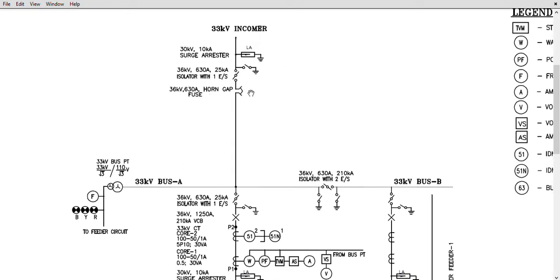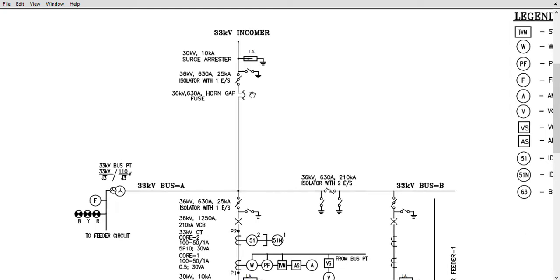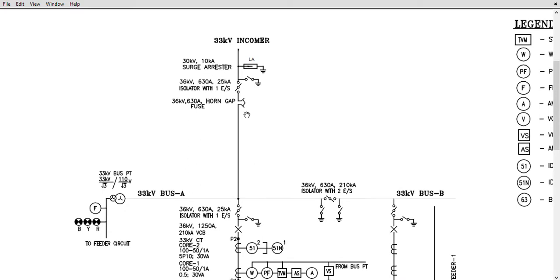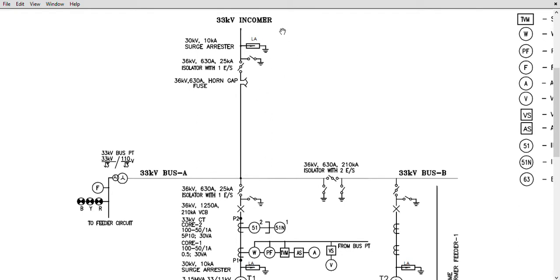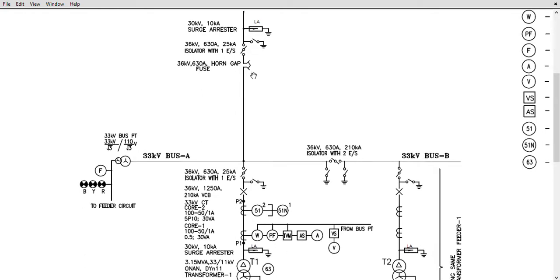The next equipment here is the horn gap fuse. It's like a fuse. As and when there is excess current in this circuit, the fuse blows, and immediately we have to replace that fuse. So this is a kind of protection. Otherwise, nowadays nobody uses horn gap fuses for 33 kV lines. Usually we use a circuit breaker along with CTs. But here in this line feeder we have a 33 kV horn gap fuse.